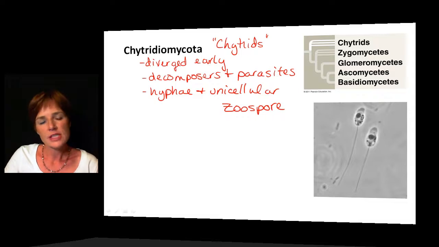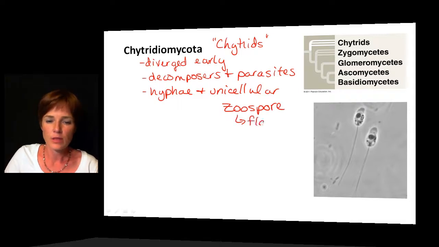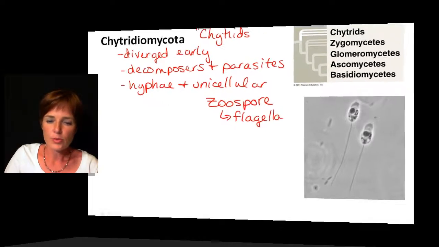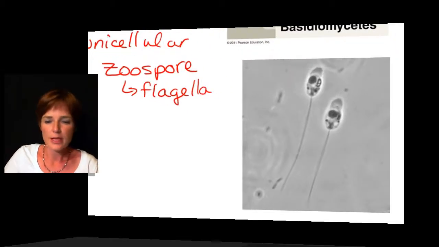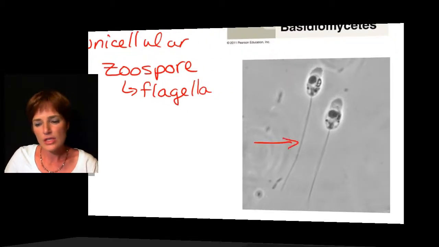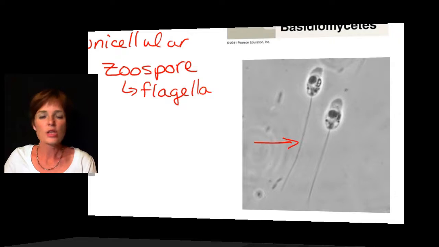What's different about these spores compared to the spores of the other fungal groups that we're going to go through is that these have flagella. Our other fungal spores will not have flagella on them. So in this picture, you can see those flagella. So that's what this group is most known for.